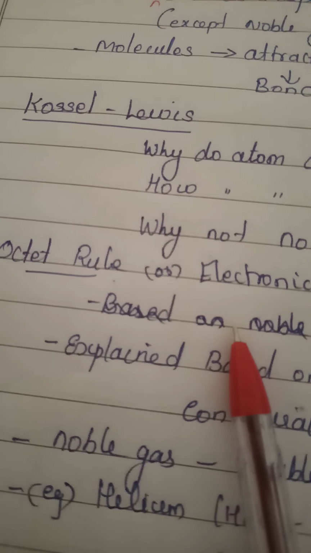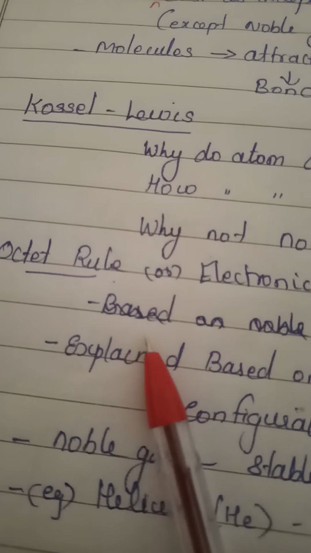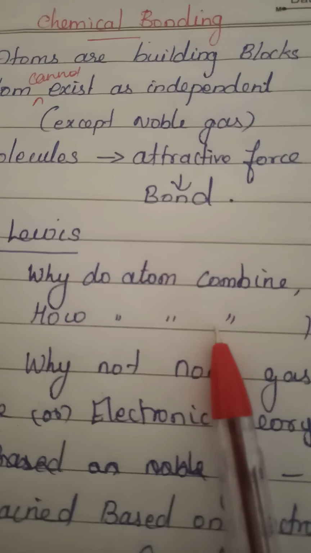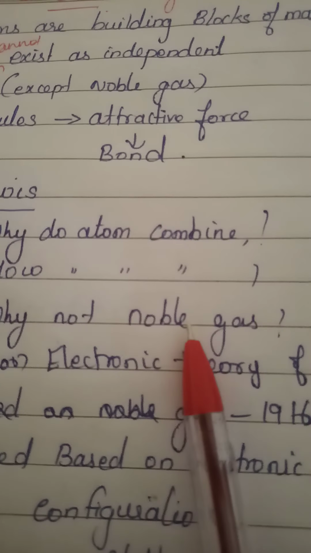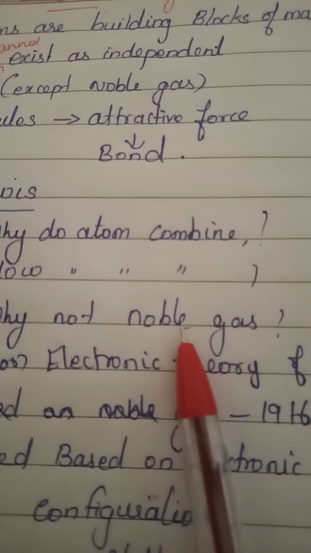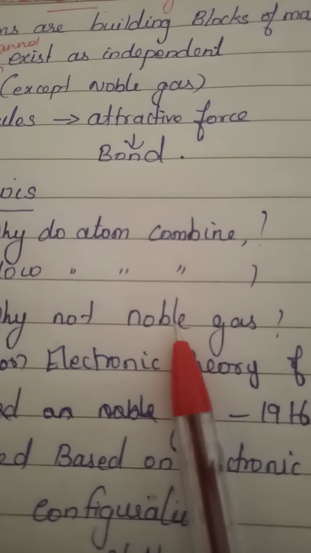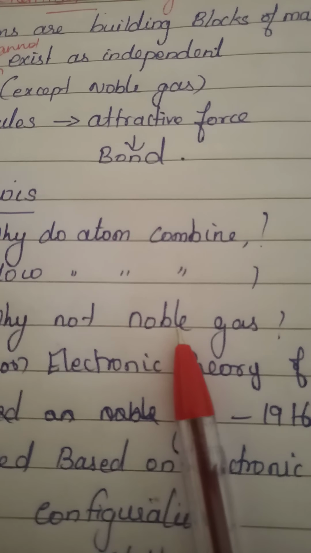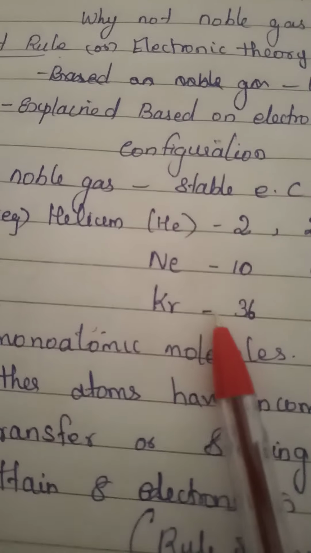So in order to achieve 8 electrons in the outer shell, these atoms combine with each other. How do they combine? Either by transferring electrons or sharing electrons. Why do noble gases not combine? Because they are already obeying the octet rule. Octet means 8. They already have 8 electrons in the outer shell, so they do not need to combine with each other. Have you understood, students? Okay.